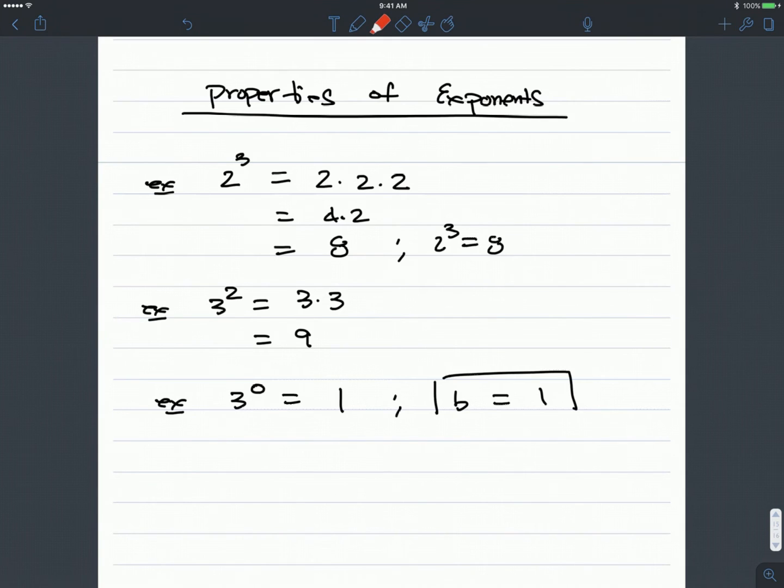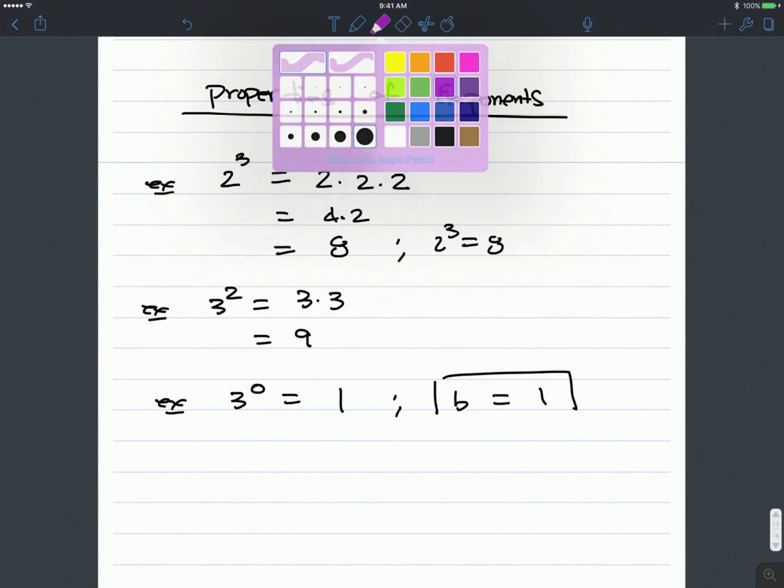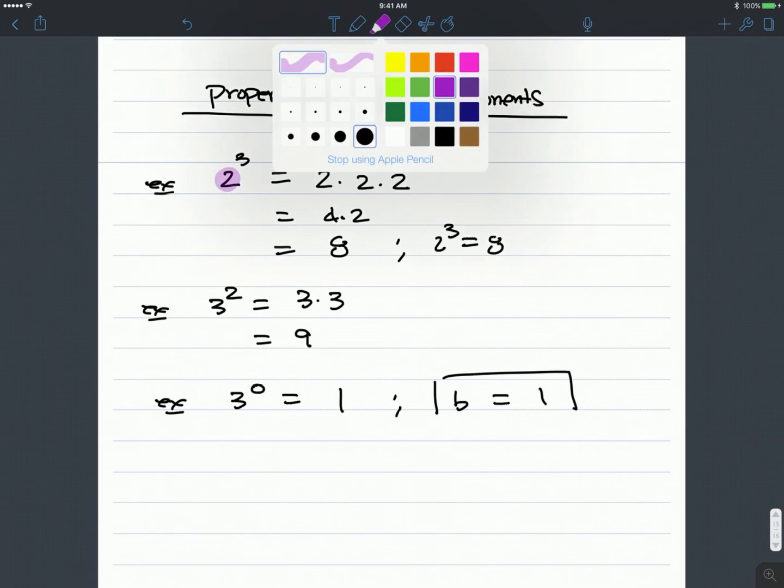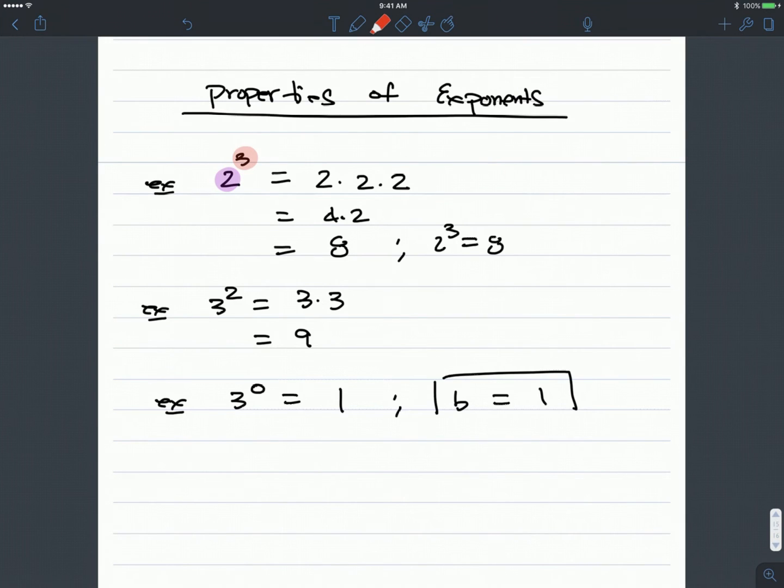You have 2 to the third power. What was the base again? 2. Good. So the number 3 here is the exponent, or your power. So 2 to the third power, by definition, if you recall from beginning algebra, is repeated multiplication with the base 2. How many of these? 3 times. So I get 1, 2, 3 of those. So this is 4 times 2. Final answer is 8. So 2 to the third power is 8. We already know that.